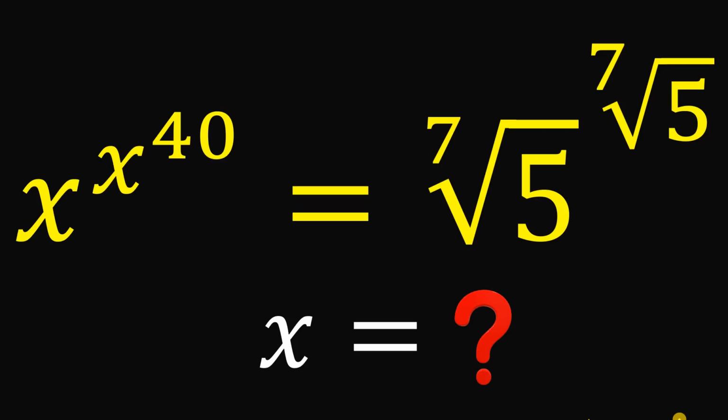For today's video, we will answer a math challenge given by one of our followers. And the question goes like this. Given this equation, x raised to the power of x raised to the power of 40 equals the 7th root of 5 raised to the power of the 7th root of 5. Our goal is to find the real value of x that satisfies this equation.